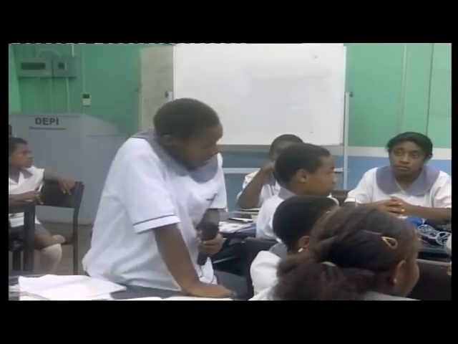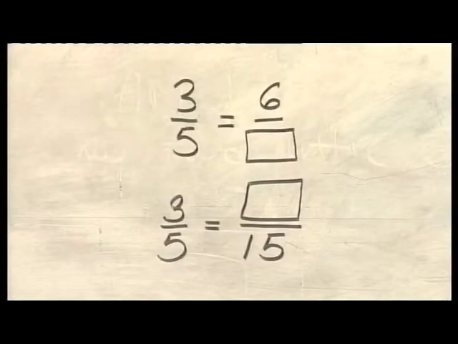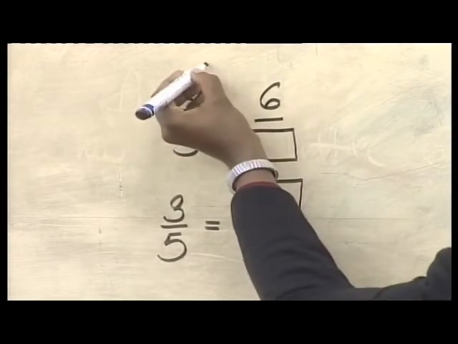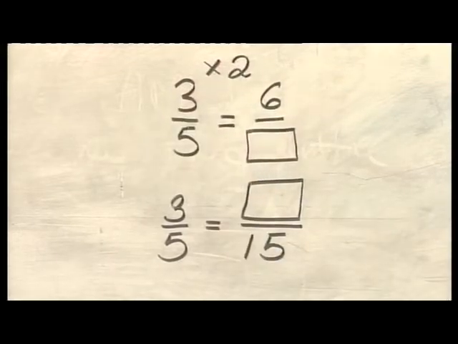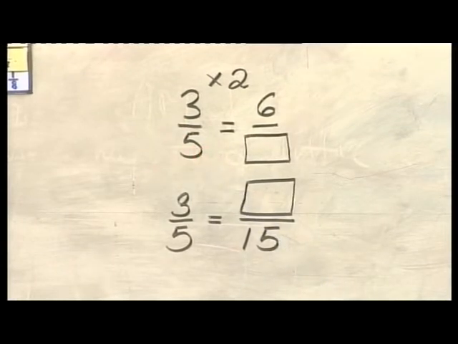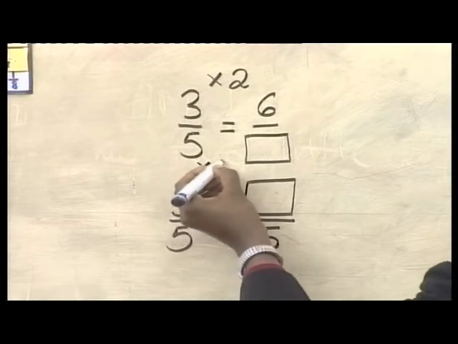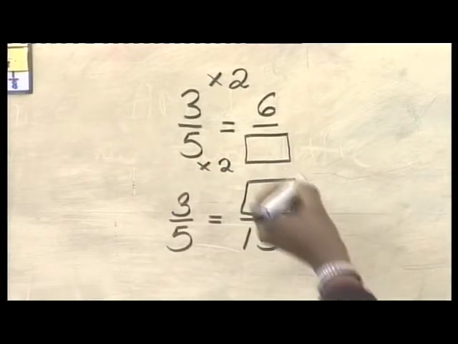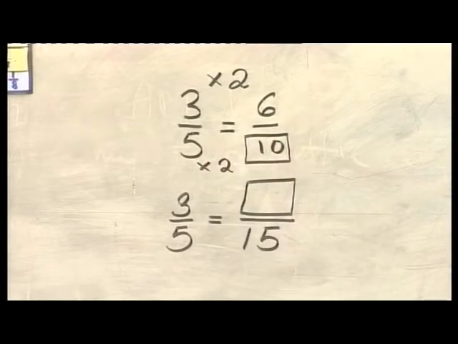Okay, Christina has multiplied 2 with 3 and she got 6. Is it correct? Yes. So you should have written multiply by 2. The same number that we have used up here will again be used at the bottom part of the fraction. So 5 times 2 is equal to 10, and 10 goes into the box, the blank space that is given in the fraction.